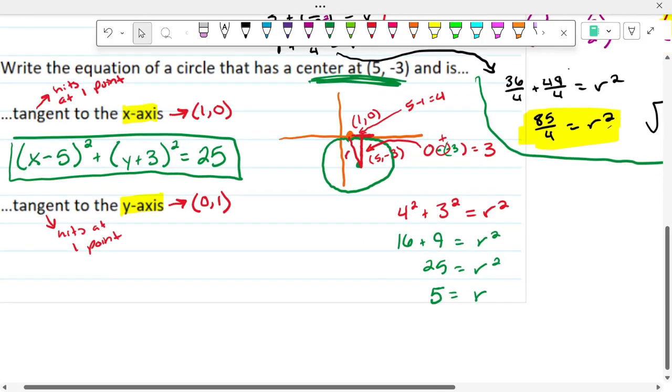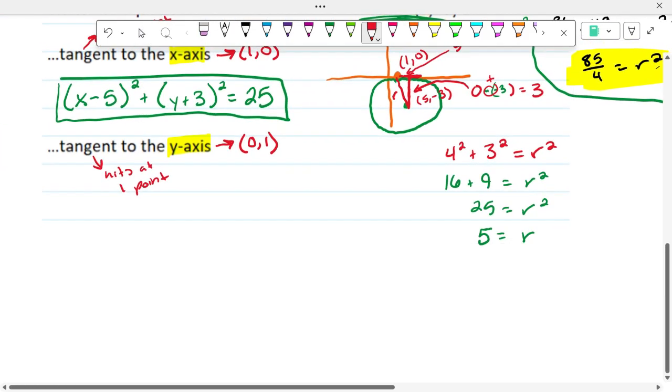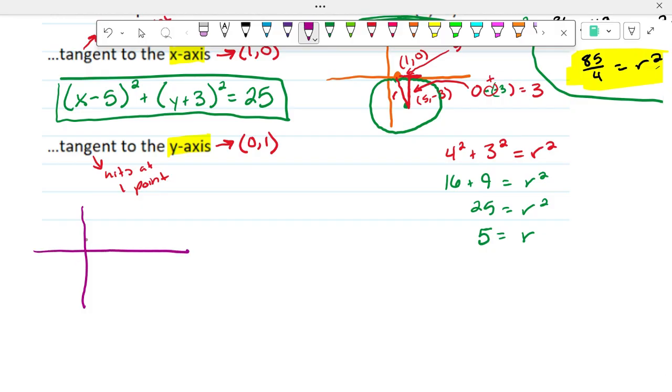All right, last one. So I'm going to draw my graph as best as I can. So if I want tangent to the y-axis, it's going to hit at this point right here at 1, 0, or 0, 1. So I'm going to draw the circle semi-okay. And then my center would be like here. Good enough.